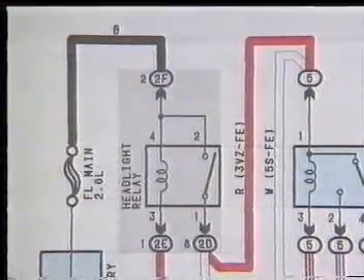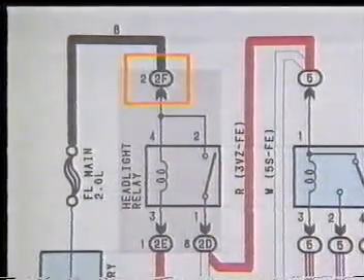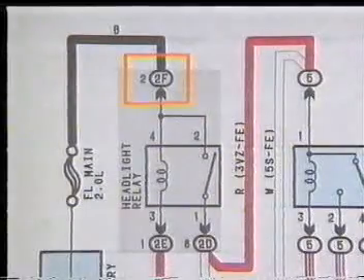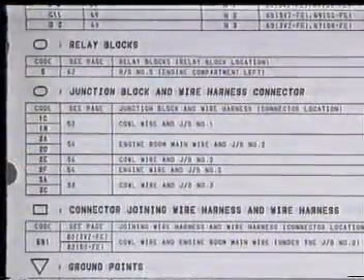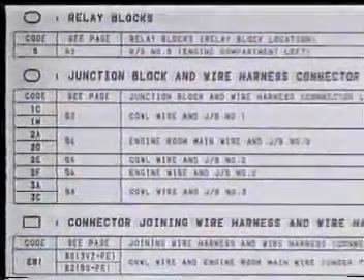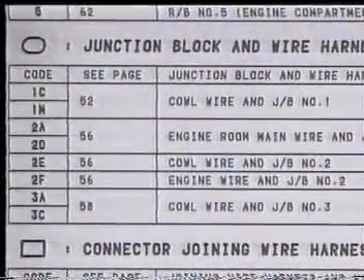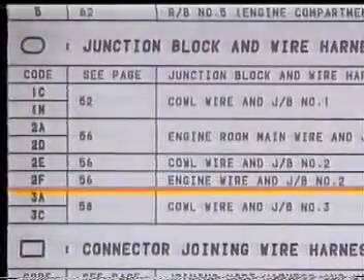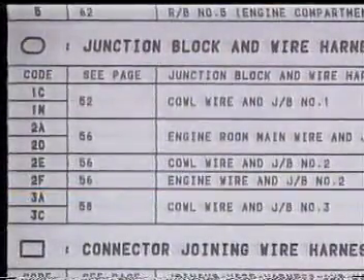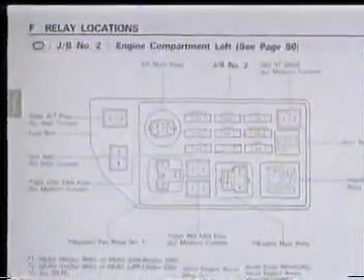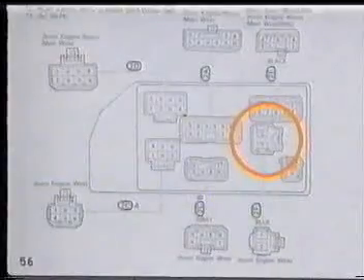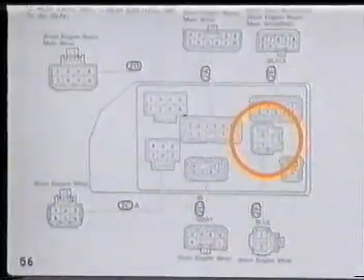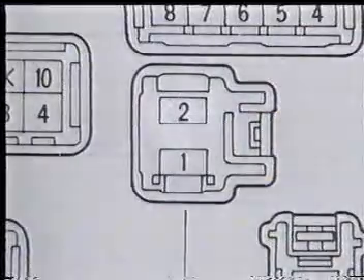When we want to find out the location of the number 2 terminal of 2F, we look at the reference page on the right. If we look at 2F, it shows engine wire harness and junction block number 2. If we look at page 56, there is a description of junction block number 2. 2F is at this position in the junction block. This is terminal number 2.